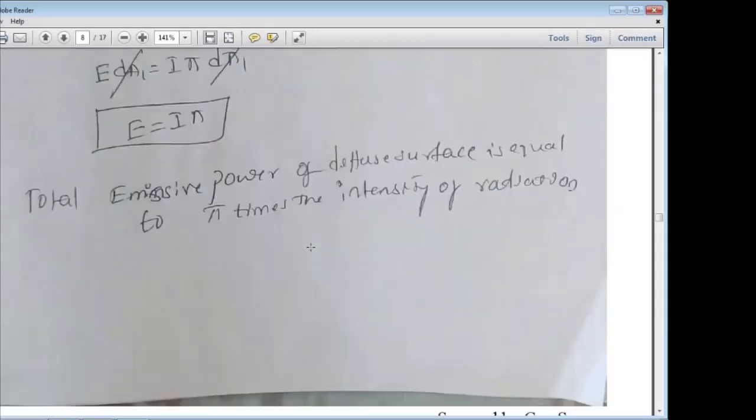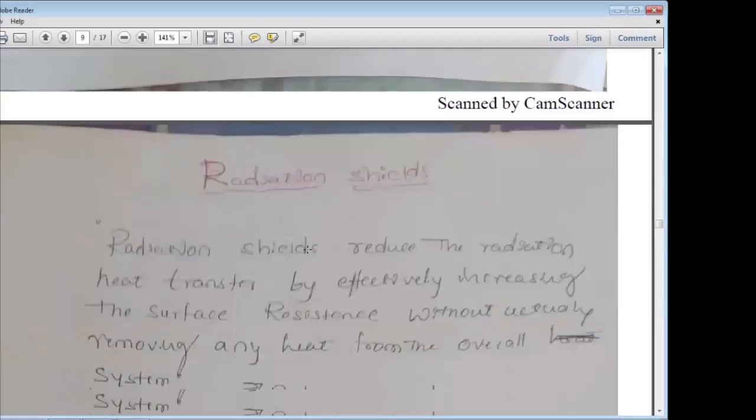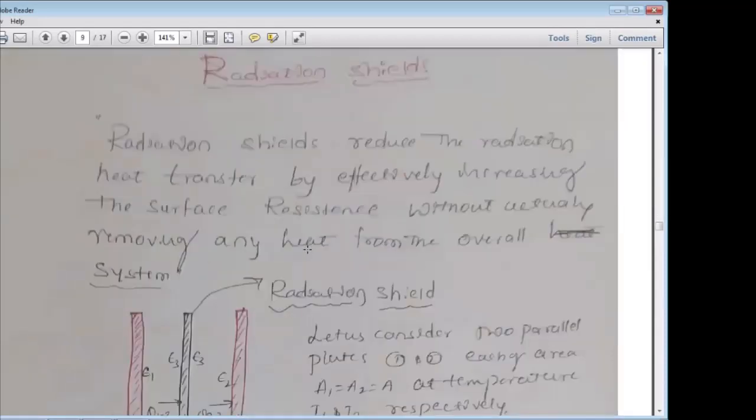Okay, we can go for the radiation shield. I have already explained about it, but in detail we'll go through it, and in tomorrow's classes we will solve some more problems on the radiation shield. Okay? Okay, sir.